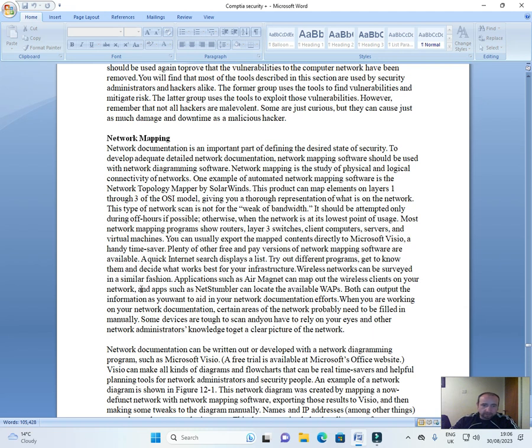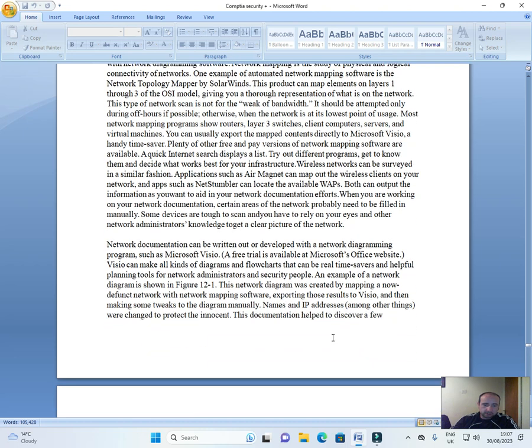Wireless networks can be surveyed in a similar fashion. Applications such as AirMagnet can map out the wireless clients on your network, and apps such as NetStumbler can locate available WAPs, which are wireless access points. Both can output the information you want to aid in your network documentation efforts. When you are working on your network documentation, certain areas of the network probably need to be filled in manually. Some devices are tough to scan, and you have to rely on your eyes and other network administrators' knowledge to get a clear picture of the network.